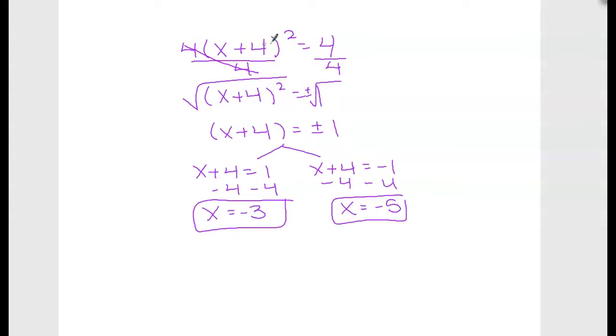Okay, in number 6, we're going to divide both sides by 4, square root both sides, and once again, you have x plus 4 equals plus or minus 1. We do our double split and solve for our roots.